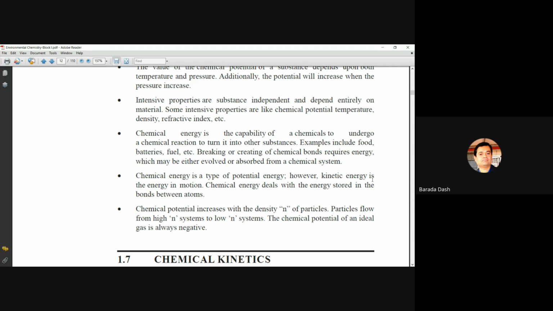But chemical energy is a potential energy which is inside the substance, which is released because of a chemical reaction or chemical burning of a substance or chemical breakdown in our body. We eat some food and it breaks down in our body and provides energy. So that is the breaking down process. So this is called potential.